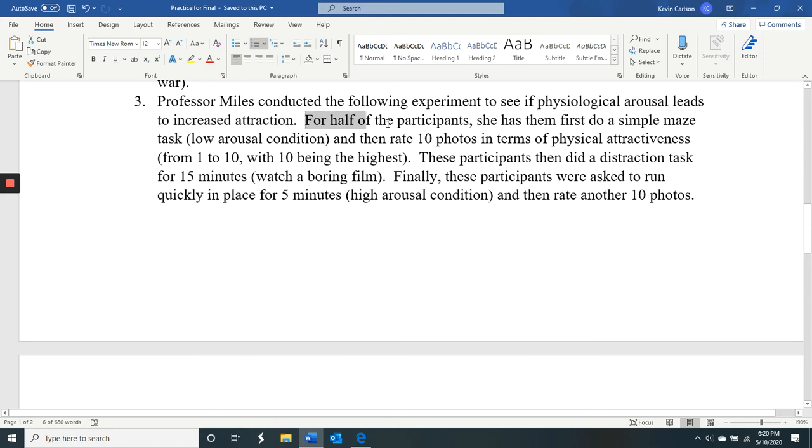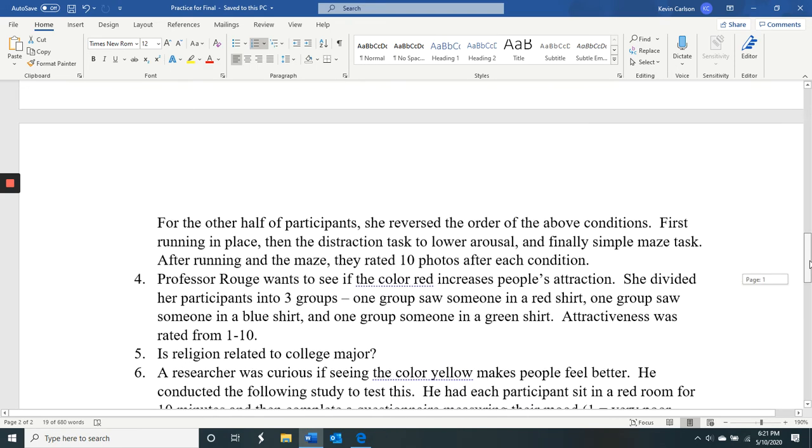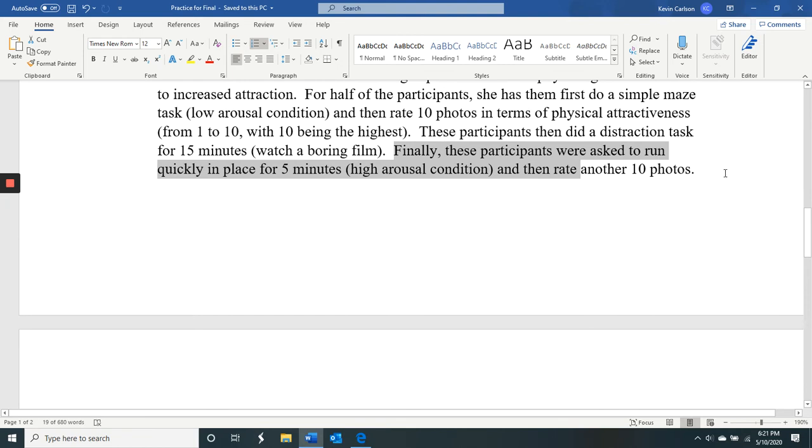So it says for half of the people in the study, they did something kind of boring, low arousal, and then they rated the attraction 1 through 10. I'm going to read the whole thing before we start analyzing the variables. And then they did some sort of distraction task. And then the same people were asked to run in place, high arousal condition.